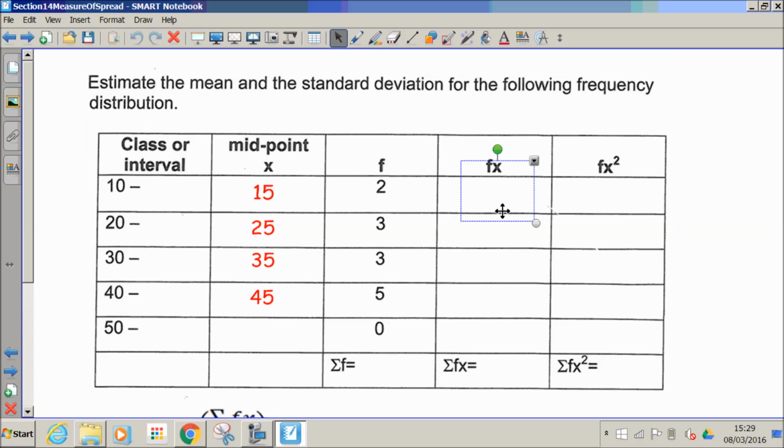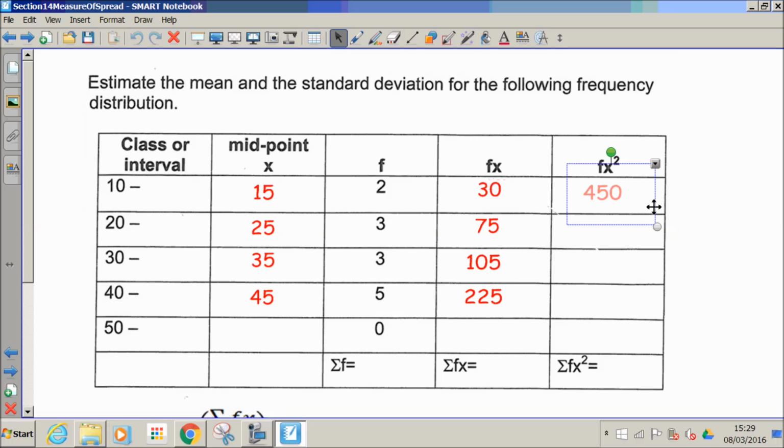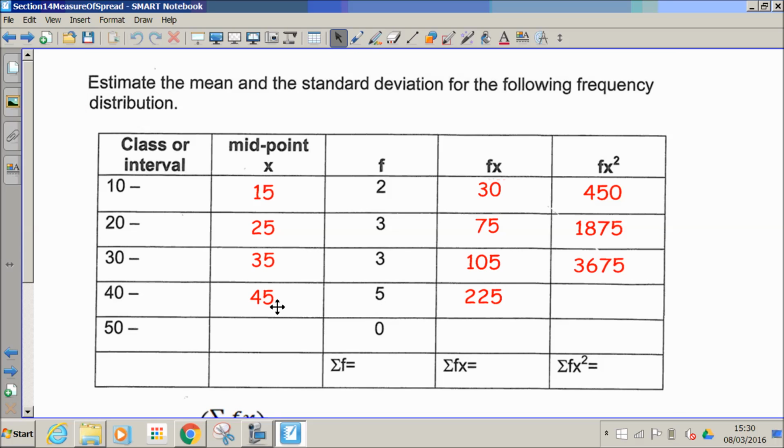So 2 times 15, 3 times 25, 3 times 35, 5 times 45, and then fx squared will be 2 times 15 squared, 2 times 225, which is 450, 3 times 25 squared, 3 times 625, 3 times 35 squared, 5 times 45 squared, and now we've completed the top part of the table. So now we need to work out the summations.